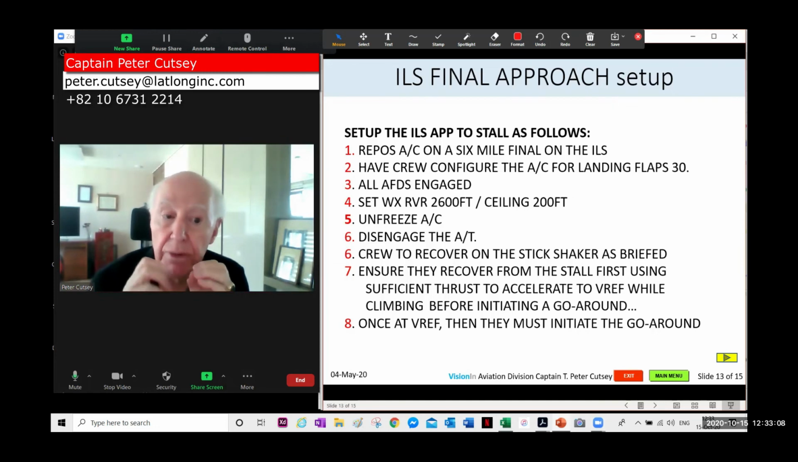Ensure they recover from the stall first, using sufficient thrust to accelerate to VREF while climbing before initiating a go-round. Very important that you recover from the stall first. You should get a GPWS. You still have to recover from the stall first. Then look after the GPWS. And then when at VREF, you go through the go-round procedure.